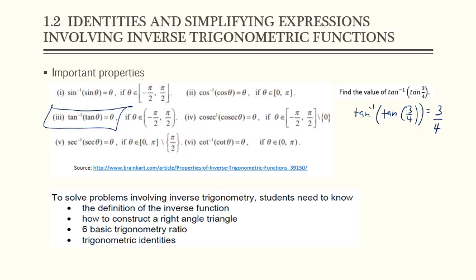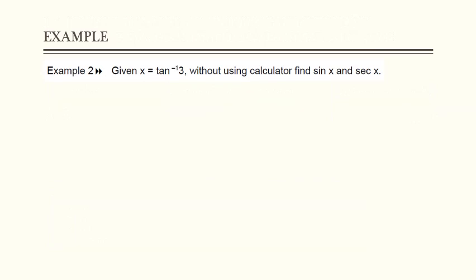And then, to solve problems involving inverse trigonometry, students need to know the definition of inverse function. You must know its definition. The definition is these properties. Also how to construct the right angle triangle from earlier, the Pythagoras theorem, the x. Find sin x, cos x, tangent x, the 6 basic trigonometric ratios from earlier. Trigonometric identities. You must know these. Next. Example. Given x equals tangent inverse 3.